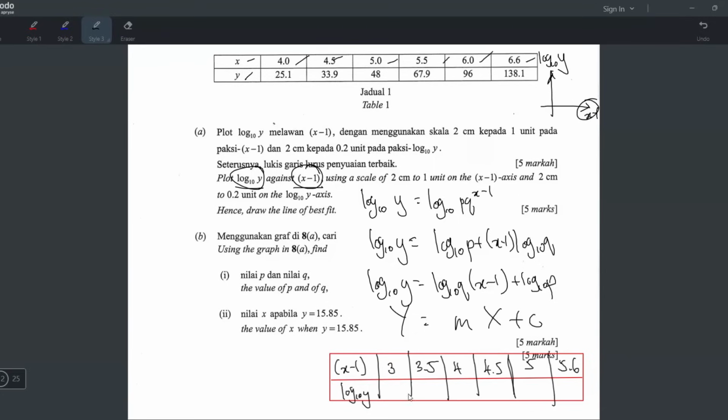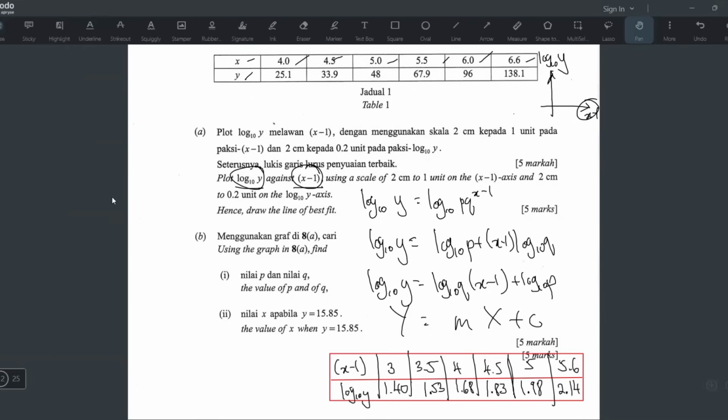So log this, base 10, 1.40, and then the next one is 1.53. And then the next one is 1.68, and then this one is 1.83, and the next one is 1.98, and then this one is 2.14. Okay lah, this one nothing for me to teach. This one you just press the calculator only. So just use your calculator, tekan.